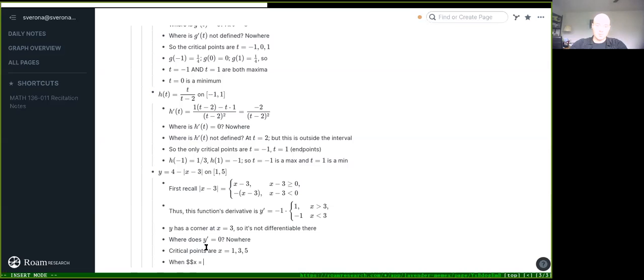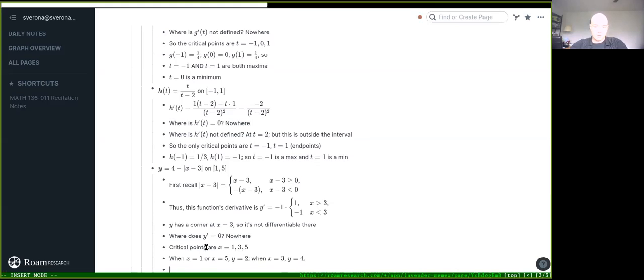So when x equals 1 or x equals 5, y is going to equal, looks like a 2. That's going to be 4 minus 2 in either case. When x equals 3, y equals 4. So x equals 3 is a maximum, and x equals 1, x equals 5 are minima.